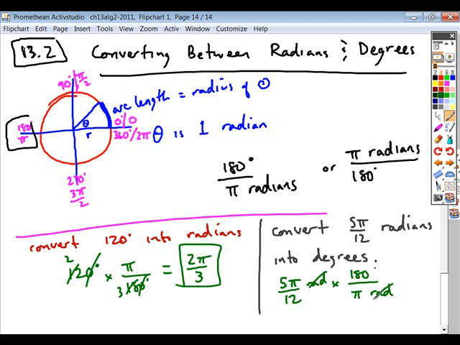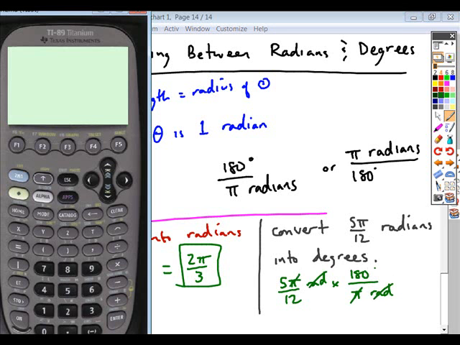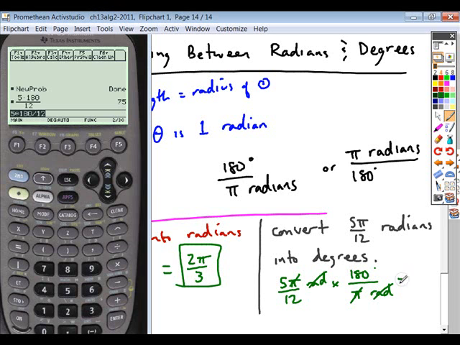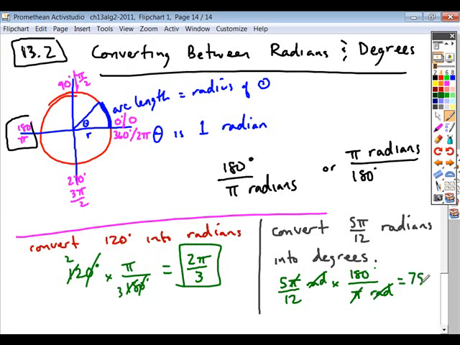The unit cancels. The pi's cancel. And when you multiply this through, again, you can use your calculators here. But if you take 5 times 180, and divide by 12, you get your answer of 75 degrees.